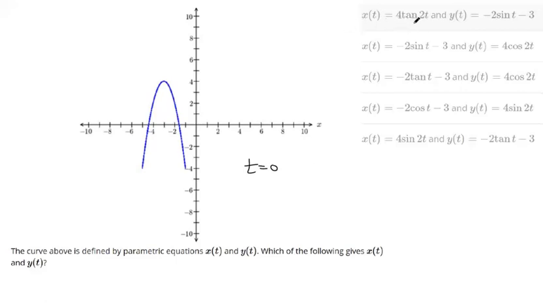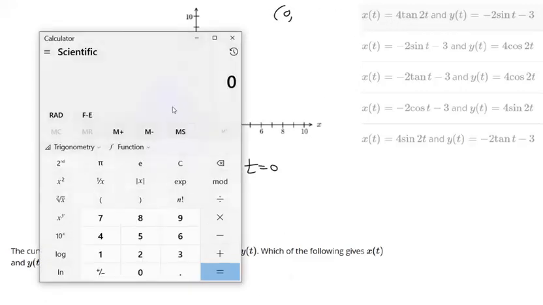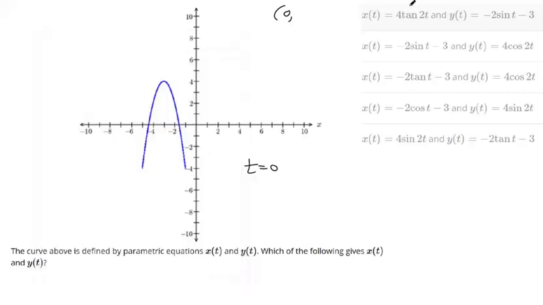If you plug in 0 here, tangent of 0, that means 0 for an angle, so it means cosine is 1. So that's 0. 4 times 0 is 0. So we get an x-coordinate of 0. Then you can check that with your calculator too if you're not sure. Look, we plugged in 0 for t. 2 times 0 is 0. So if we do tangent of 0, that's 0. Then times 4, that's 0. So we plugged in t equals 0. We got an x-coordinate of 0.